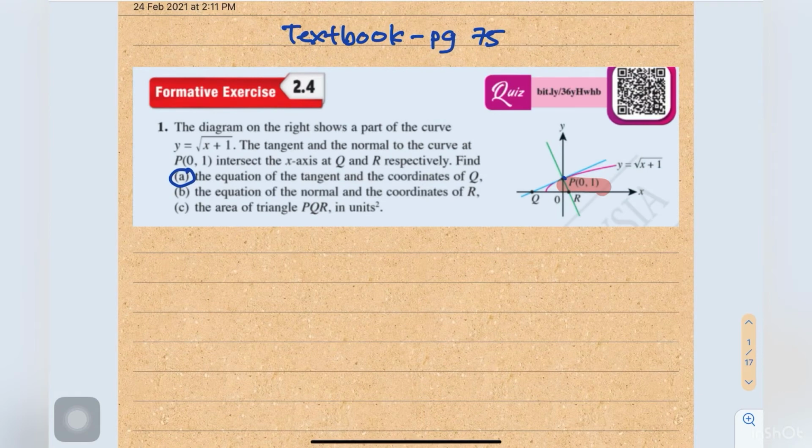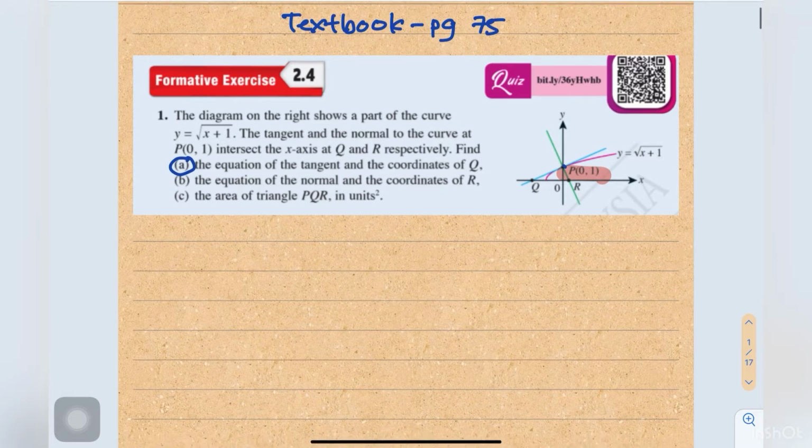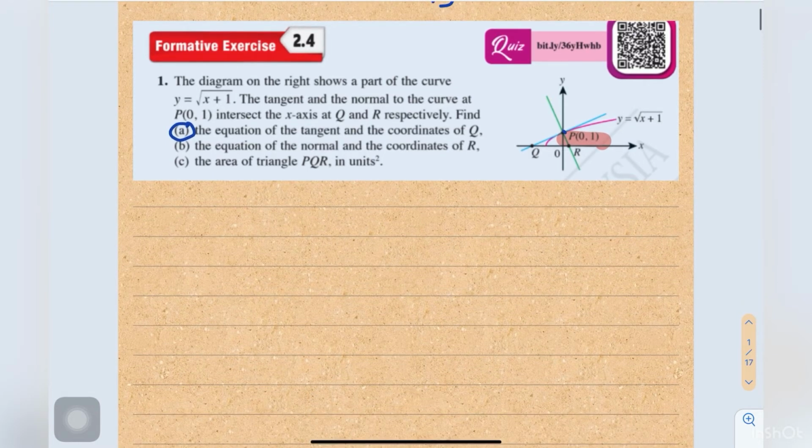Hello, good morning. So now we are going to discuss formative exercise 2.4 from textbook page 75. Question number 1: the diagram on the right shows a part of the curve y equals square root of x plus 1. The tangent and the normal to the curve at point P (0, 1) intersect the x-axis at Q and R respectively. Find the equation of the tangent and the coordinates of Q.